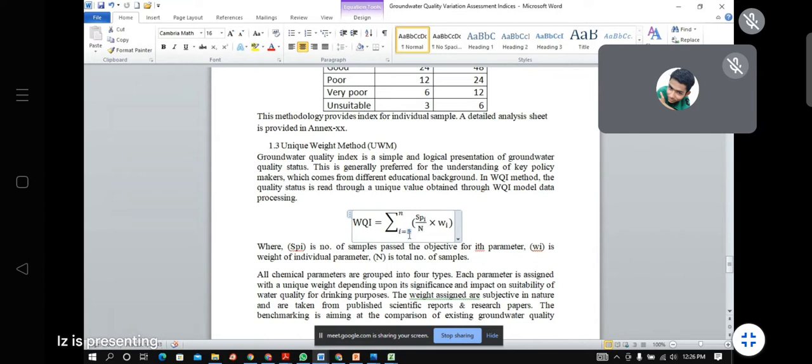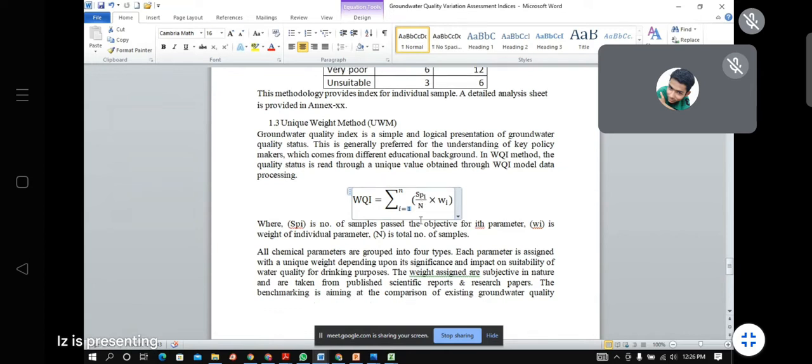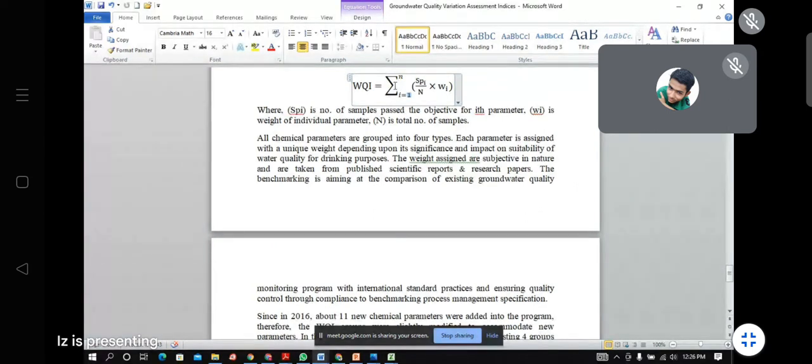So 1 could be TDS, 2 is sodium. This way, all parameters will be analyzed individually and then finally they will be summed up. Okay.